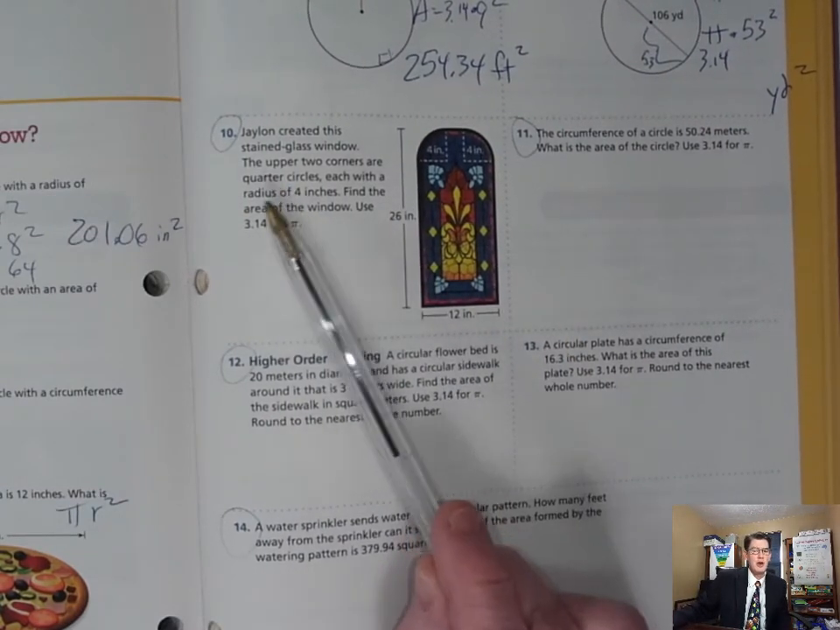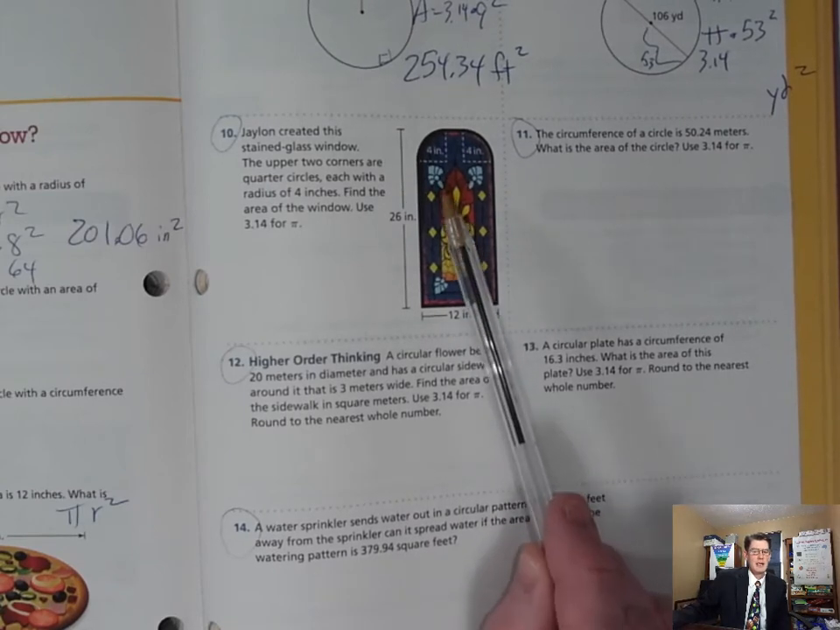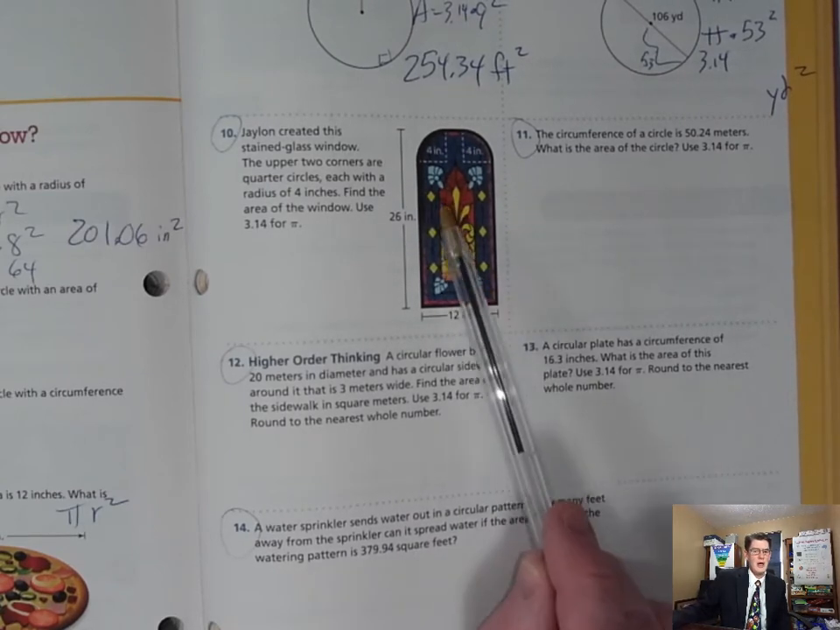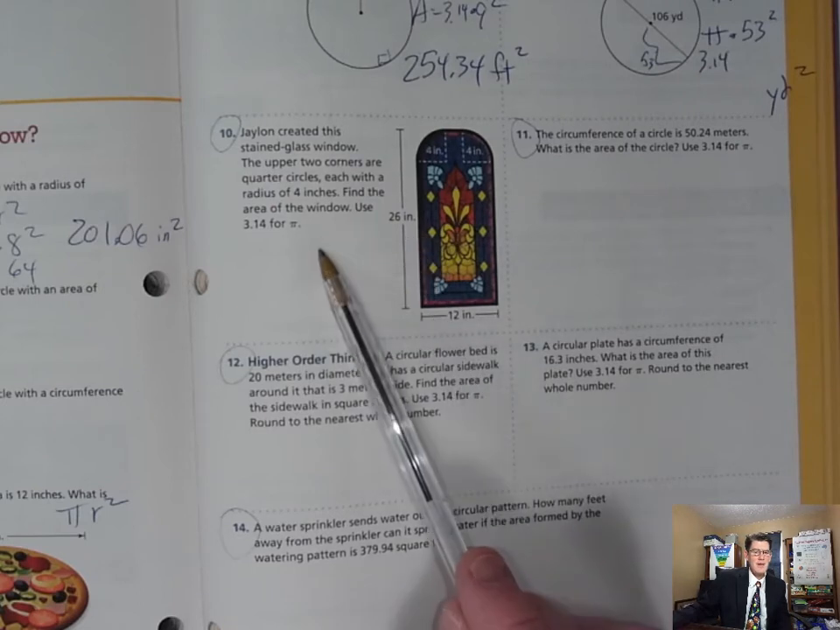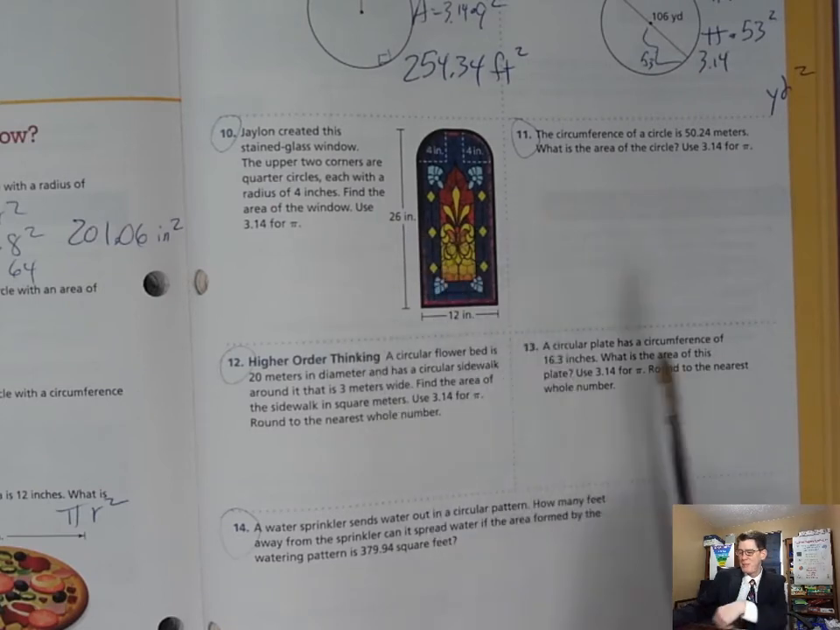The stained glass window, they want the area of all of this. And these are 2 quarter circles. We've got kind of this rectangle thing here. Well, how do we find the area of the window? You have to cut it up into pieces.